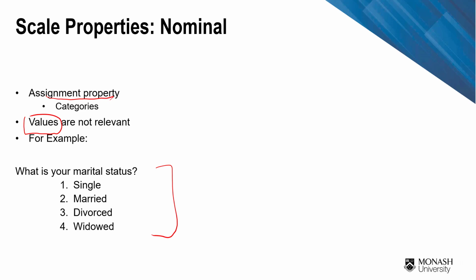Now, the second reason why values are not relevant is because I can really change things around, right? For example, I could have 1 is for married, okay, my handwriting looks funny in here, and 2 is single, number 3 is divorced, number 4 is widowed. So you can see that I can really change things around. It doesn't really matter for me to strictly follow this 1, 2, 3, 4.